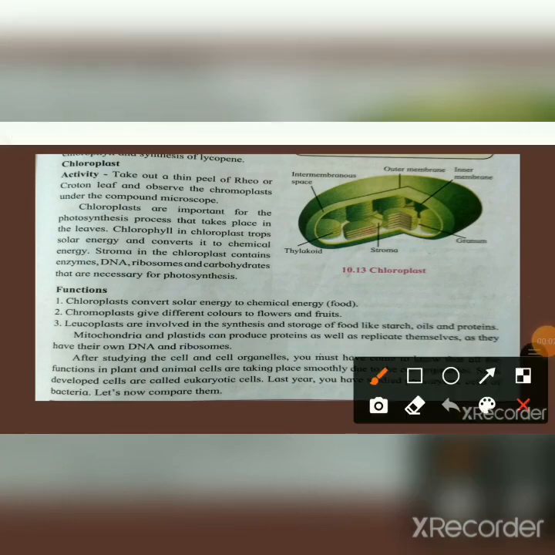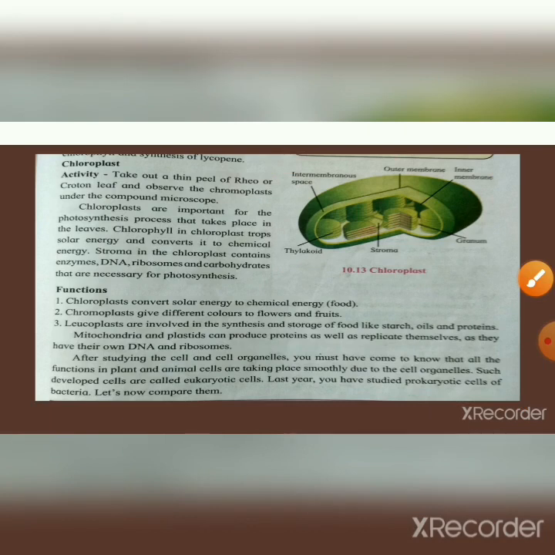Chloroplast. In the figure we'll see here intermembranous space, outer membrane, inner membrane, grana, then stroma, thylakoid. Chloroplasts are important for the photosynthesis process that takes place in the leaves. Chlorophyll in chloroplast absorbs solar energy and converts it into chemical energy. Stroma in the chloroplast contains enzymes, DNA, ribosomes and carbohydrates that are necessary for photosynthesis. Functions: chloroplast converts solar energy into chemical energy, that is food.